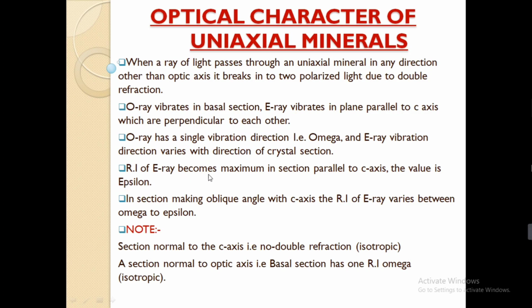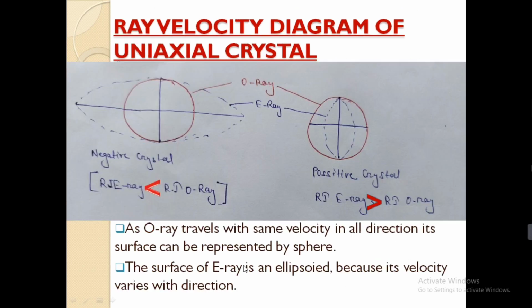Refractive index of E ray becomes maximum in section parallel to C axis. The value is epsilon. In a section making oblique angle with C axis, the refractive index of E ray varies between omega to epsilon. So the important note: in a section normal to the C axis, no double refraction takes place, which is isotropic in nature. A section normal to the optic axis, that is basal section, has one refractive index, that is omega, which is also isotropic in nature.